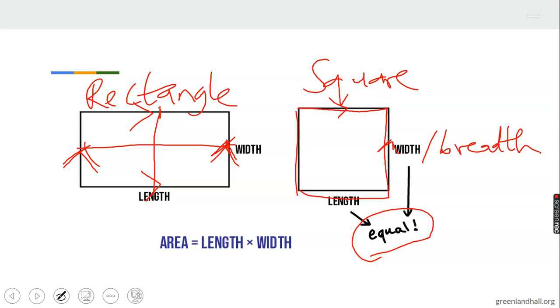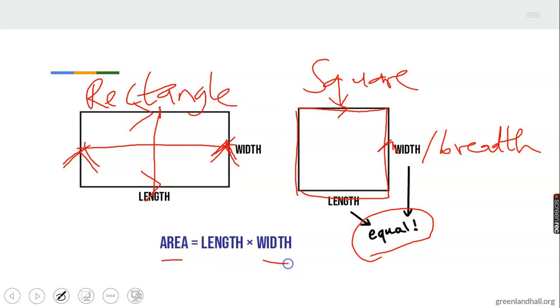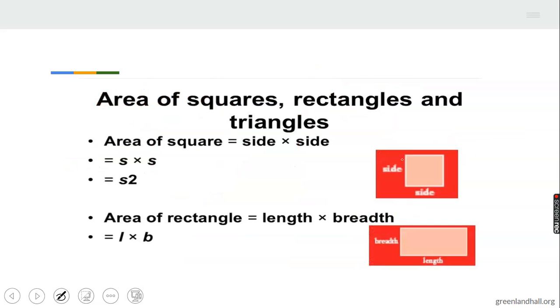Is that taken? But let me tell you something. Whether it's a rectangle or a square you are calculating, take note that to calculate the area of a square or a rectangle, you multiply the length with the breadth. If it is a rectangle, you say length times breadth. If it is a square, you say length times width, or length times breadth, they are the same. So you just multiply the 2 sides.